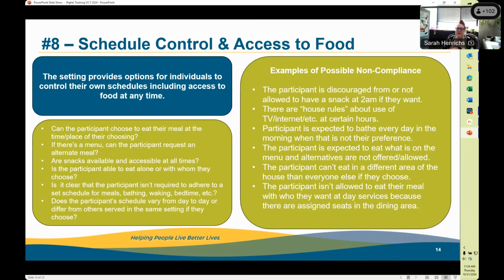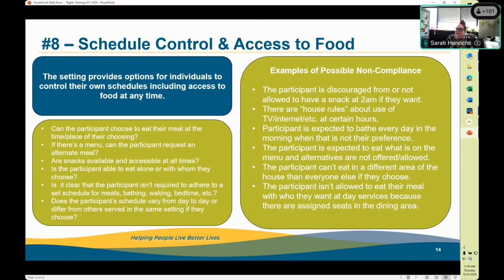So examples of non-compliance with this is if the participant was discouraged from or not allowed to have a snack at 2 a.m. if they wanted to. If there are house rules about the use of TV or internet at certain hours. So house rules are things that pretty much all the adults in the house agree that they want to do. And so if the house rules are being made up by the provider or the SLP, because here's the thing about house rules is that everybody wants to have them. And so everybody just follows them. They don't have to be enforced on people.